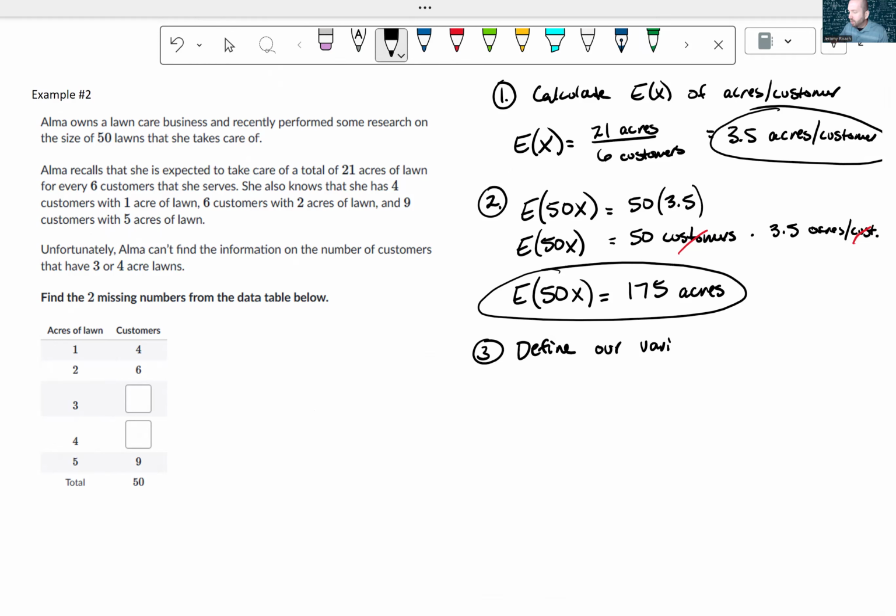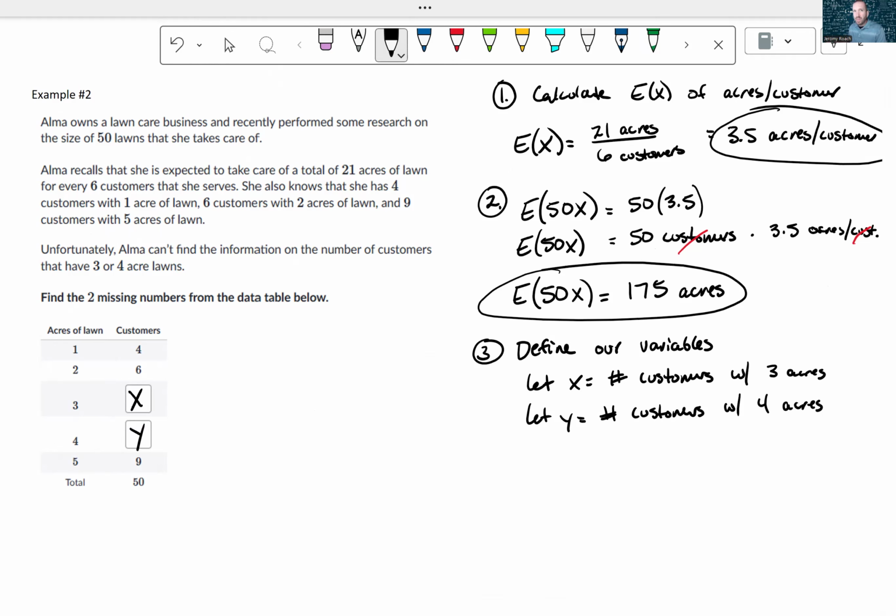And what I mean by that is, let's figure out what these boxes represent. So we're going to say this is X and this is Y. I'm going to write that down for later, for when we write this in. So we're going to say let X equal the number of customers with 3 acres of lawn, and we're going to let Y equal the number of customers with 4 acres of lawn.